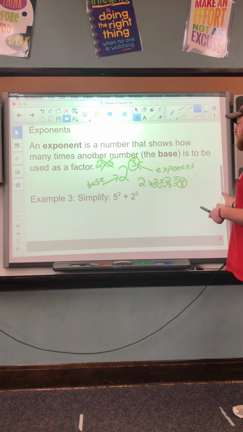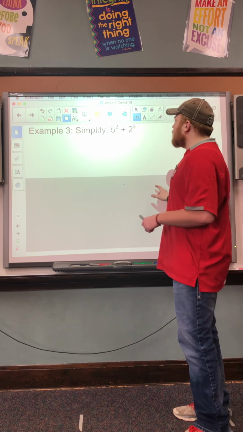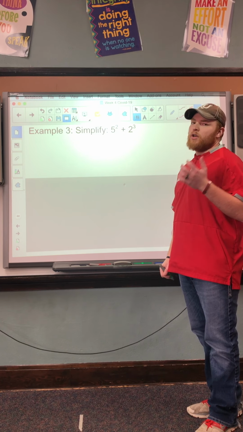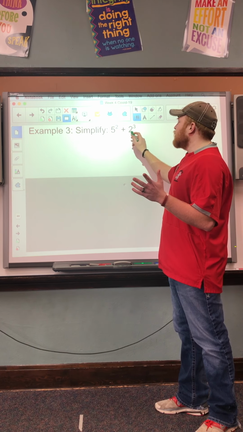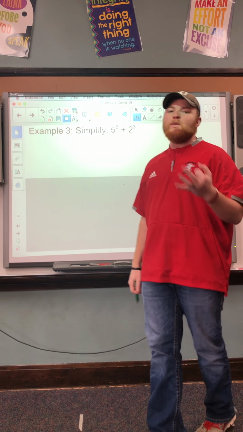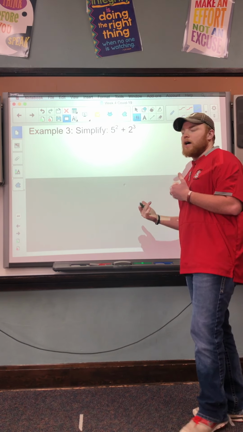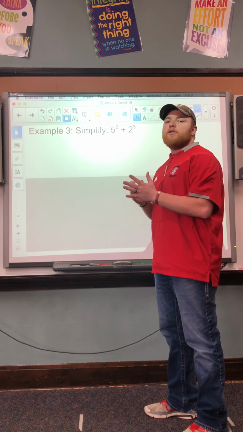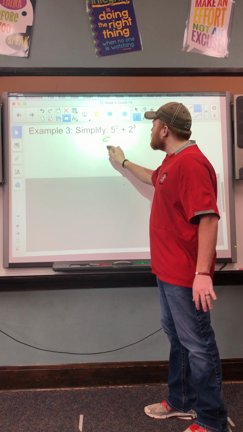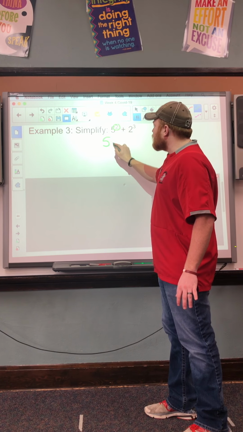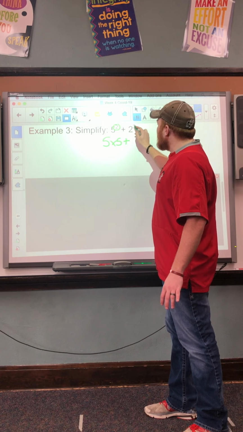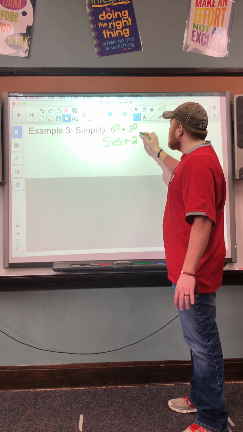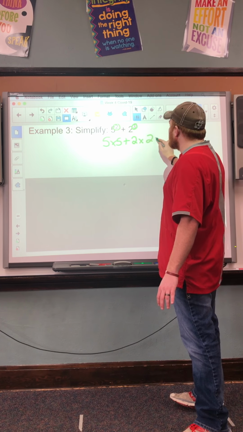Okay, so let's look at example 3 here. 5 squared, which when we have an exponent of 2, we say squared. Or you can say 5 to the second power, plus 2 cubed. When you have the exponent of 3, you say cubed. Or you can say 2 to the third power. The base is 5, and the exponent tells you how many times it's being repeated. So 5 is getting repeated 2 times. So 5 times 5 plus, and then 2 is being repeated, and how many times? The exponent, 3 times. 2 times 2 times 2.